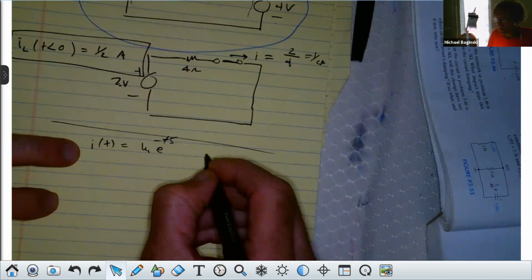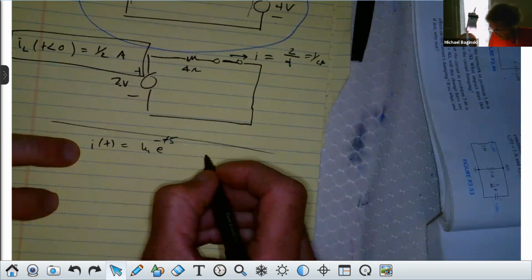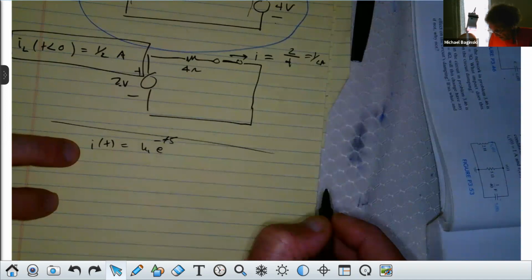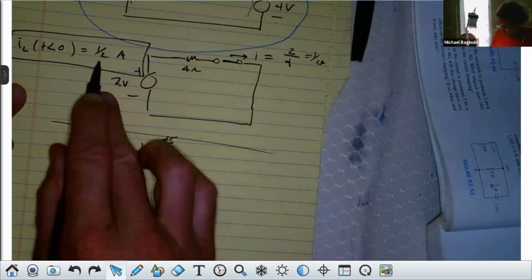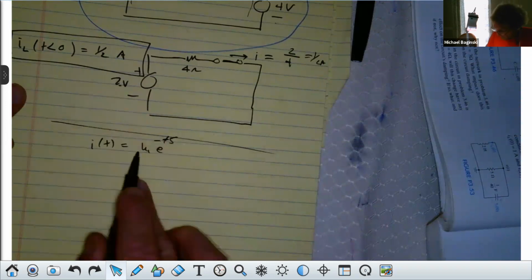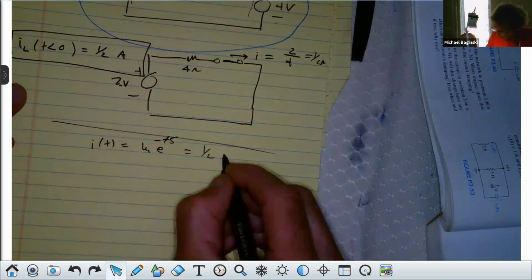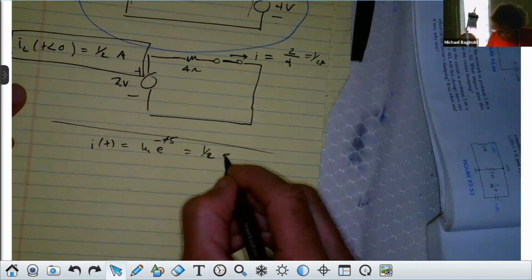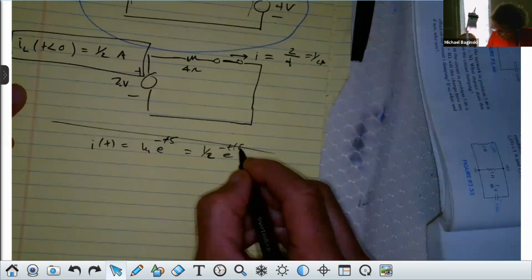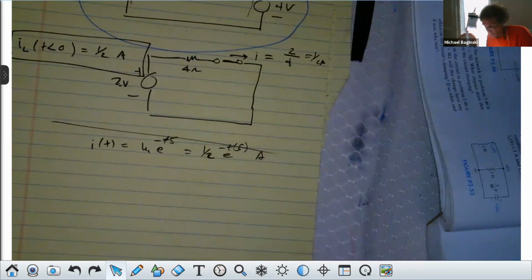Now, please just listen to me. We get K1 by setting it equal to what? The I of t for t less than 0, which is I at t equals 0, is 1/2, right? And therefore, K1 is 1/2. So that's 1/2 e to the minus 5t, and that's in amps. Now, that's the current.